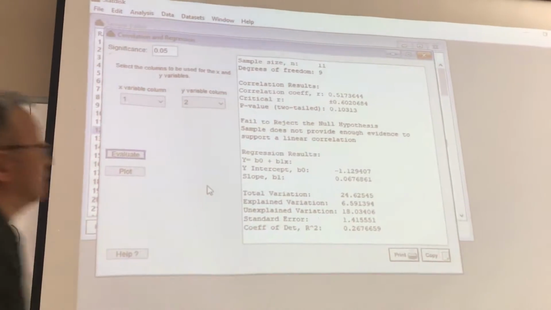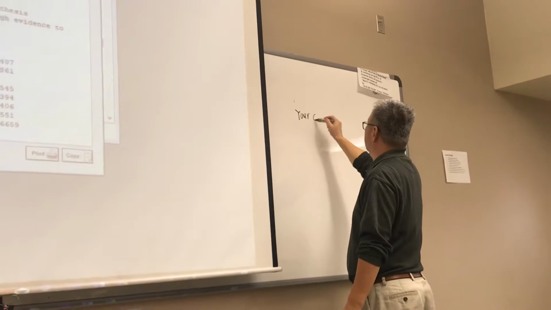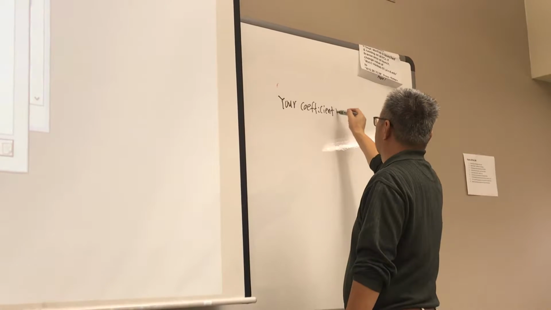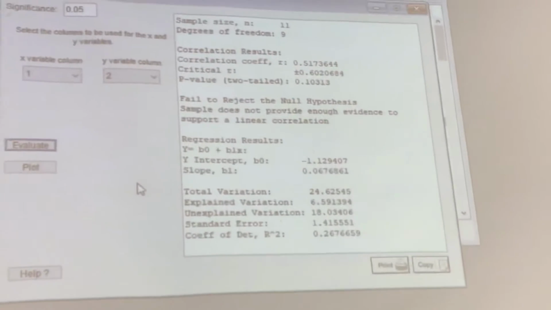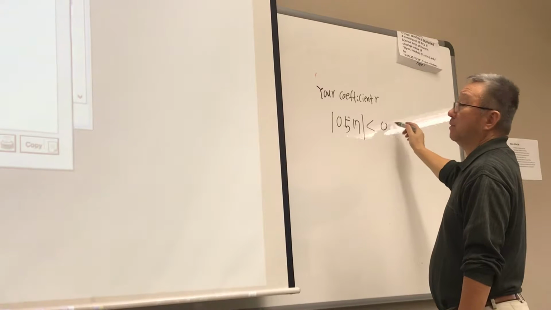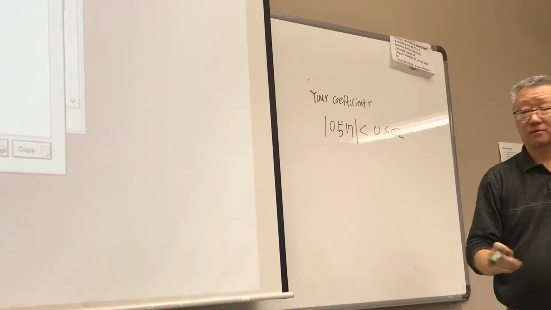So your coefficient R is going to be 0.517, which is going to be less than 0.602. So you fail to reject the null hypothesis.